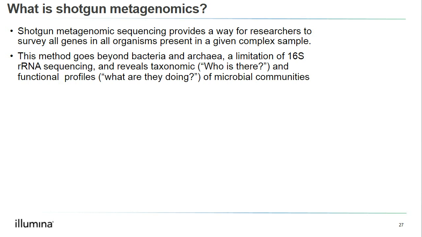Compared to 16S ribosomal RNA sequencing, due to the PCR bias and also the inability to quantify absolute abundance, research on complex microbial communities is moving from 16S ribosomal sequencing to more comprehensive functional analysis via shotgun metagenomic sequencing.